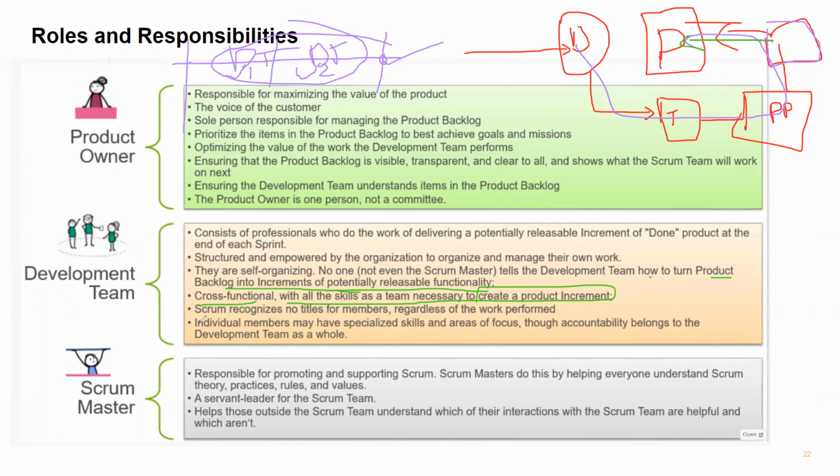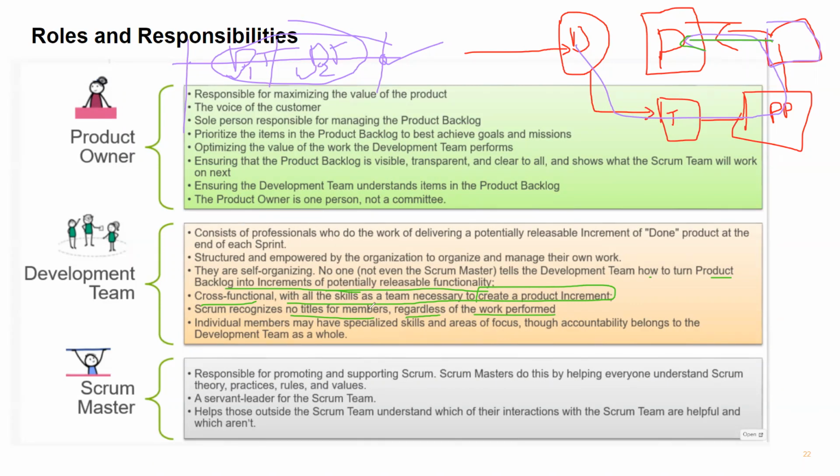Scrum recognizes no titles, regardless of the work performed. What do you mean by no titles? In every company, people assume you will have a team leader, team manager, senior, junior. There are no titles here. It is a flat structure. Everybody is equal. If you are more experienced, or have more exposure, you should use your knowledge to help others complete their work. Nobody reports to anybody in the Agile methodology, in the Scrum team.